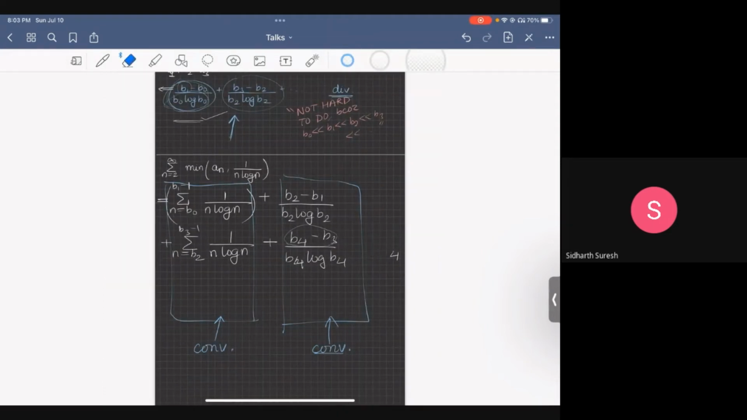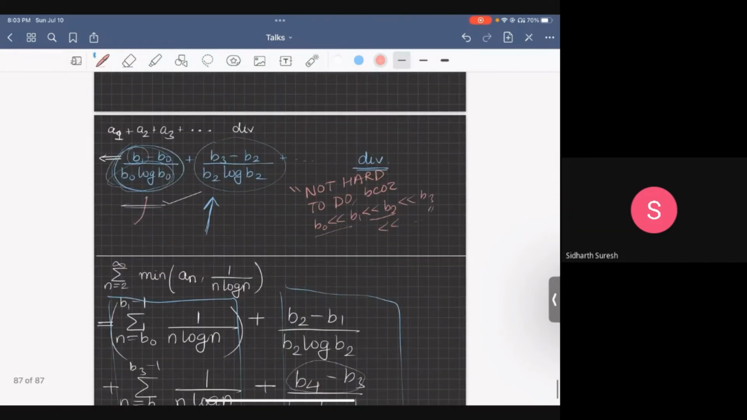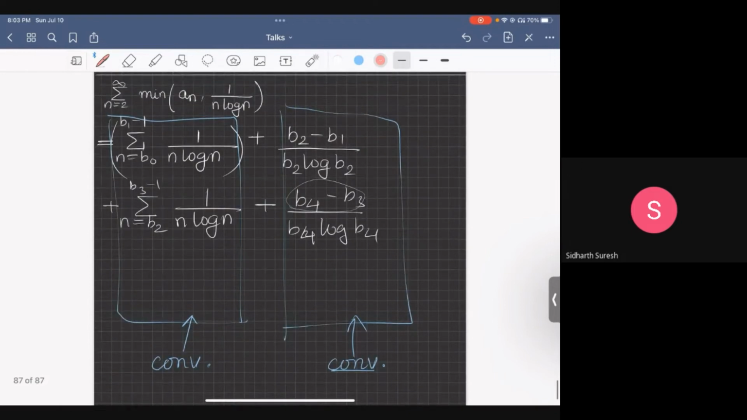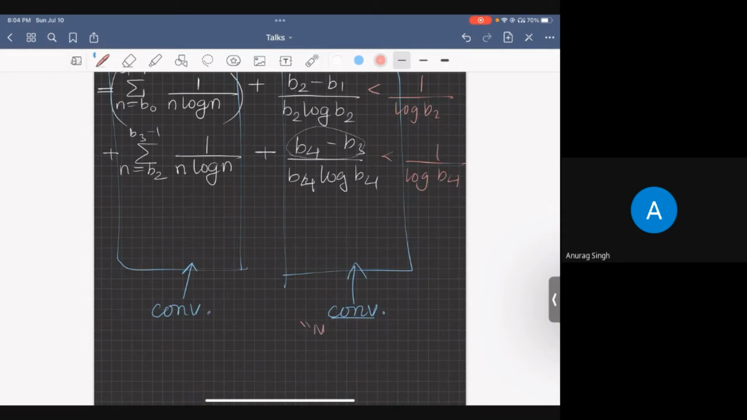So here, remember what did I do? I said that if b naught is much smaller than b1, much smaller than b2, then this will obviously diverge. By that same logic, note that this is less than 1 over log b2, this is less than 1 over log b4, etc. So if I take b2, b4, b6 to be very, very large, then this will converge, right? Say if I take b2 to be 2 to the 2 to the 2 to the n, like a tower of 2's, then even if you take a log, this reciprocal is still very small, right? So this will converge. Again, this part is not hard to do.